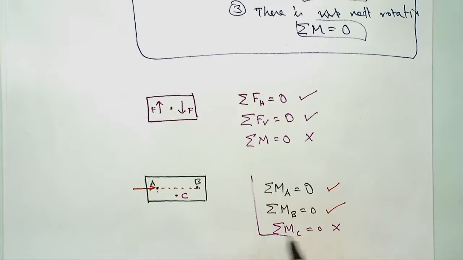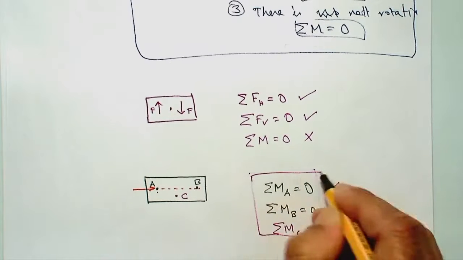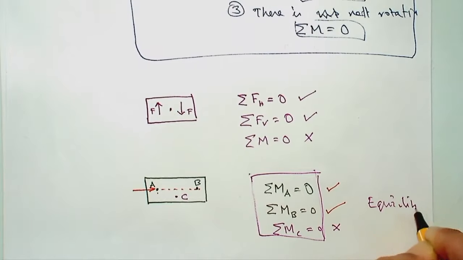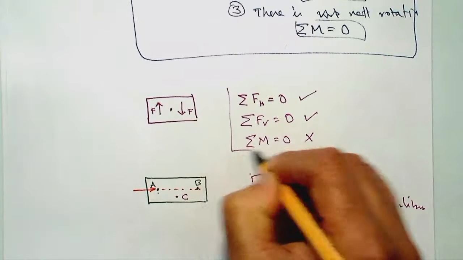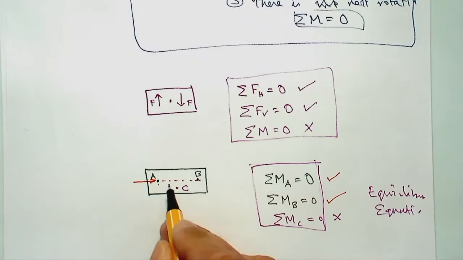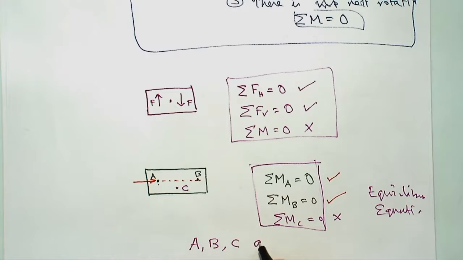So these three equations can also be equilibrium equations, instead of this standard set. This could also satisfy equilibrium. Only one condition: A, B, and C are not on the same line. So this is only valid if A, B, C are not on a single line, or what is called collinear.